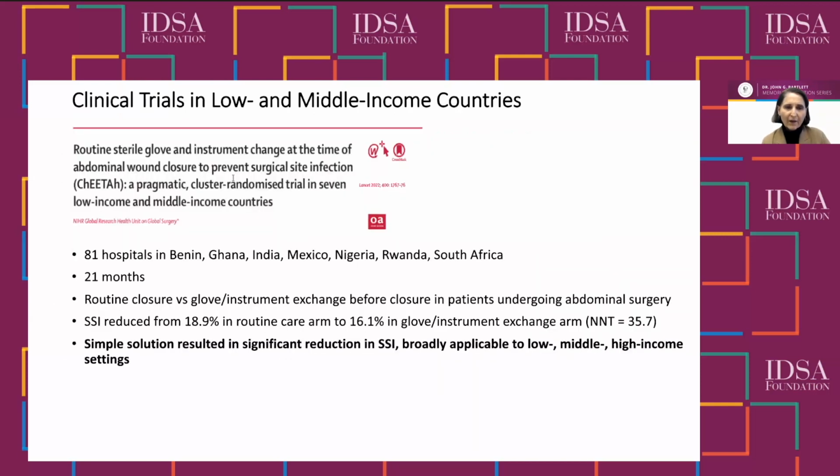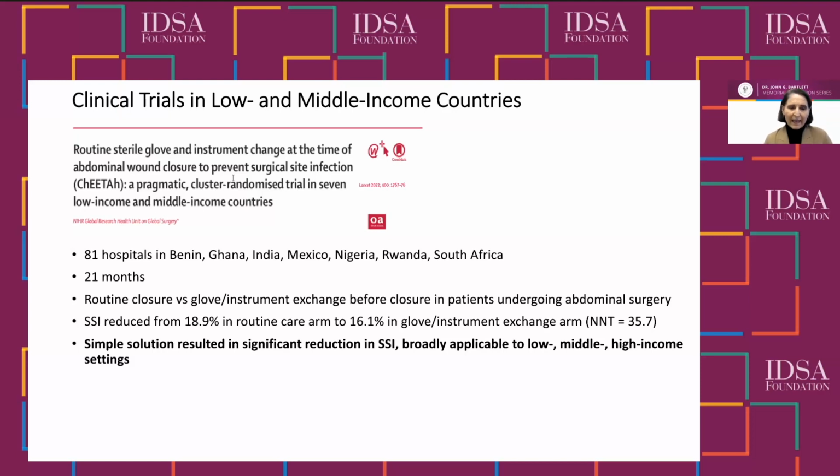Next slide. Okay, and there were trials now that have been done also in low and middle income countries. And this is very important because remember, I told you that those are the countries that bear the burden of antibiotic resistance. So this is a consortium that's funded by the NIH, and this is one of several studies they've done. So this is the CHEETAH study, and it involved routinely changing sterile glove and instruments at the time of abdominal wound closure to prevent surgical site infections. And this was a cluster randomized trial in 7 low-income and middle-income countries, 81 hospitals in Benin, Ghana, India, Mexico, Nigeria, Rwanda, and South Africa.